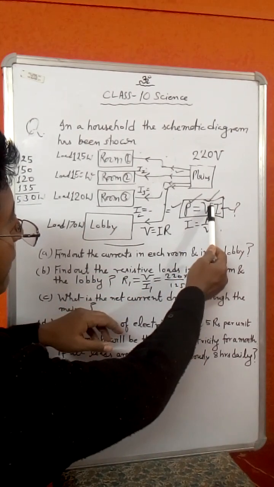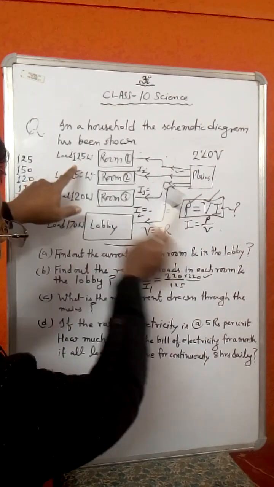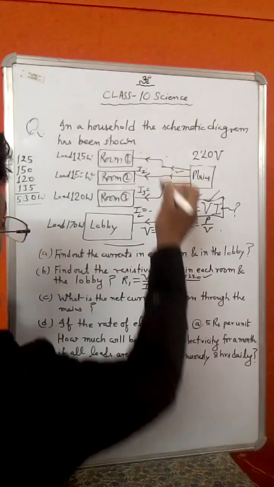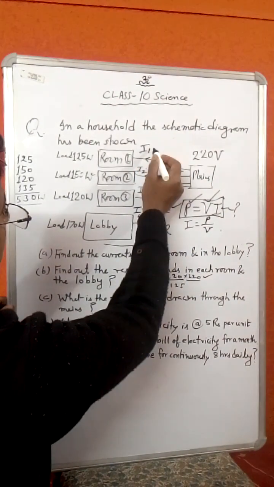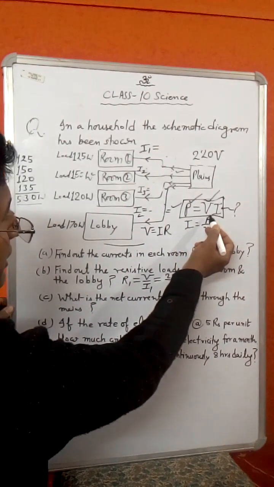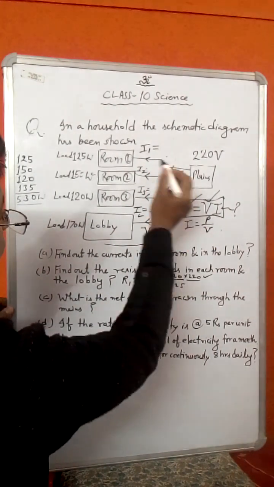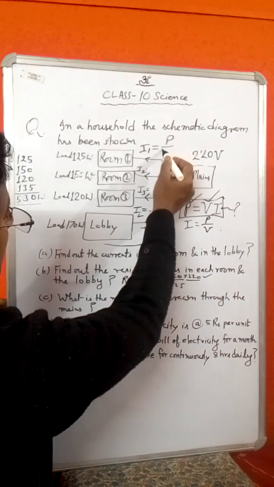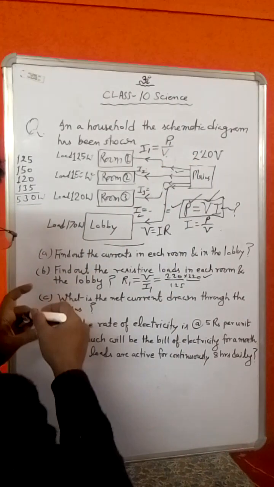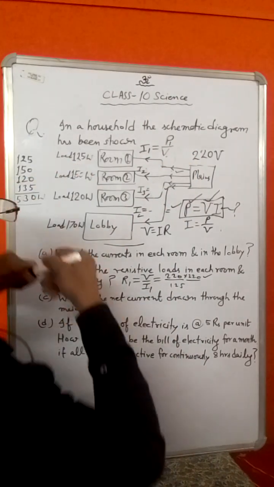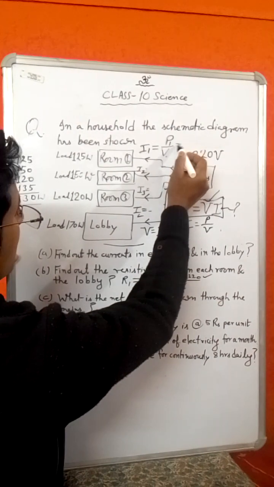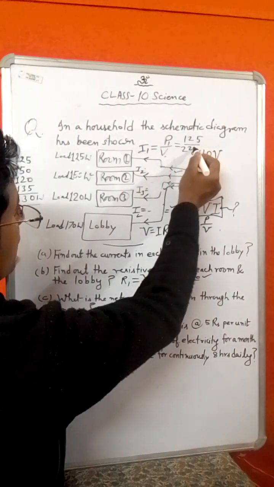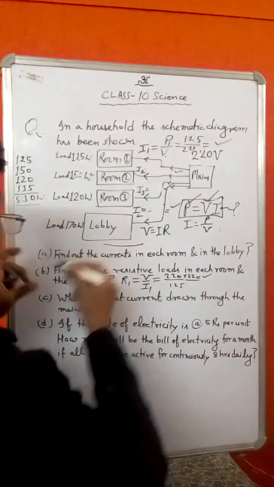So in this formula, V has been given, power has already been given, so we can find out the current easily. So I1 is equal to P1 by V. Just apply the formula. Now you replace the values. P1 has been given as 125 watt, so I1 is equal to 125 upon 220. So you can find out the value of I1.